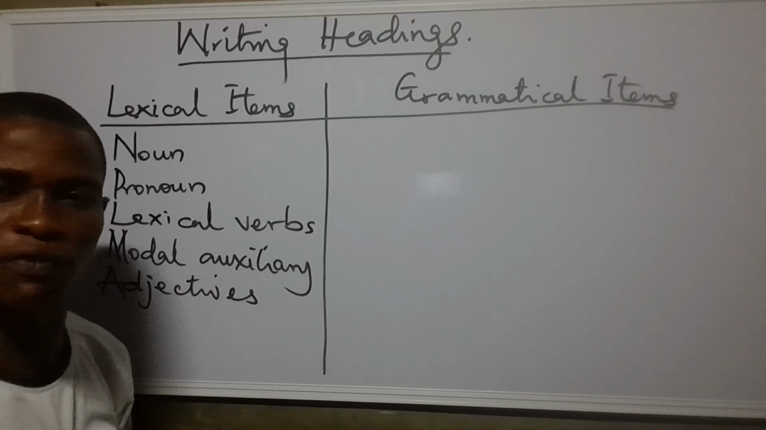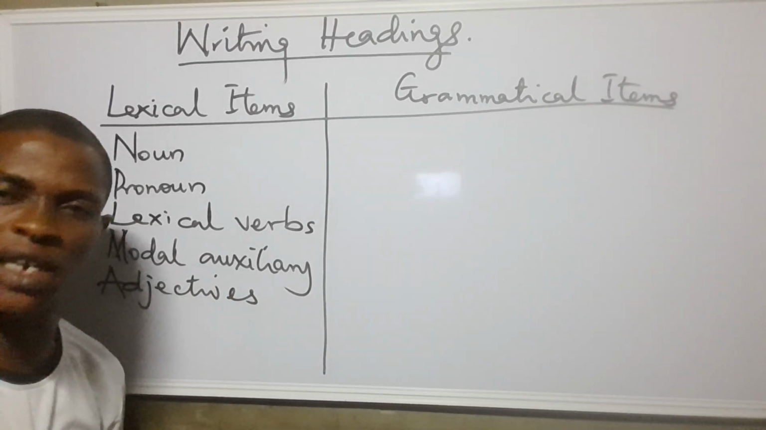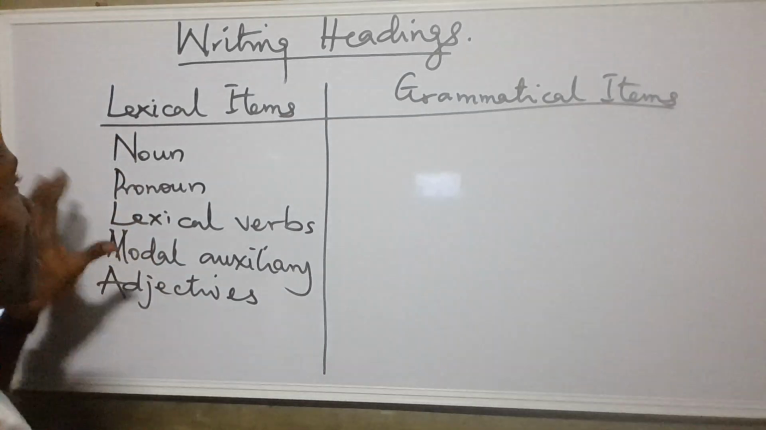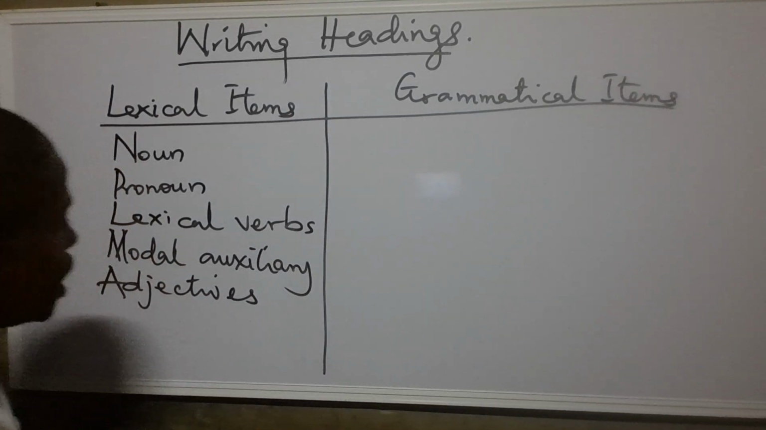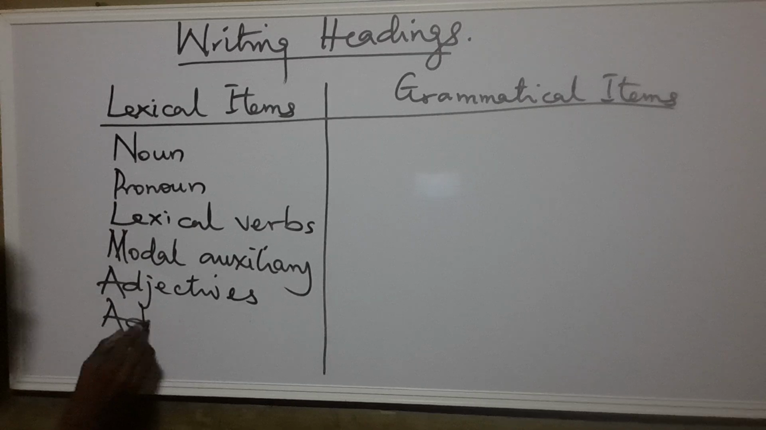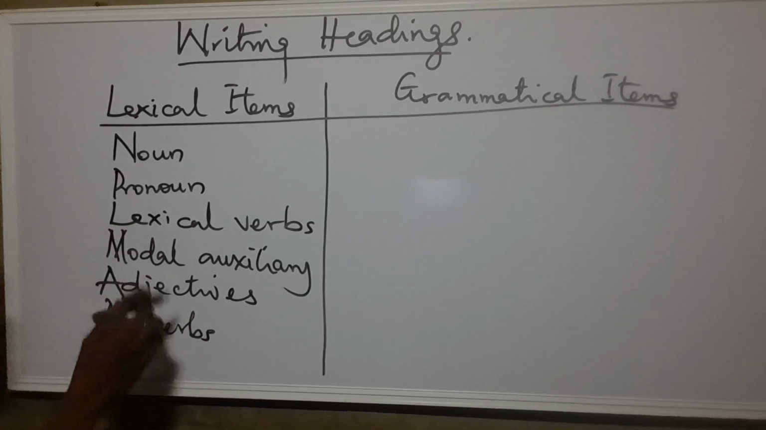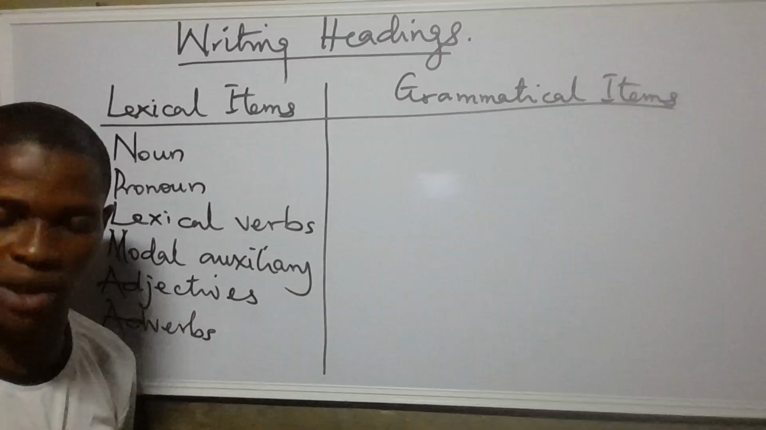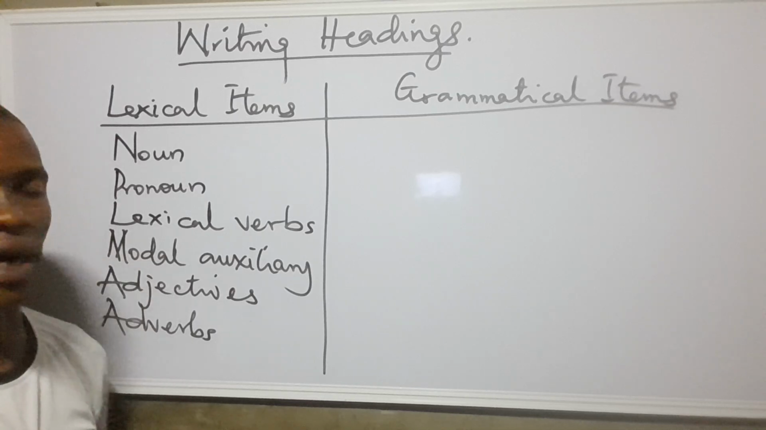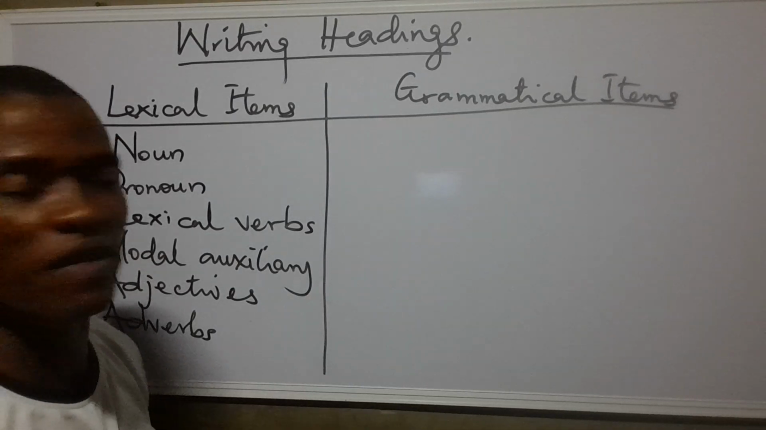If you have an adjective involved in the title, it is categorized as a lexical item. And the last one is called the adverbs. If you have an adverb as well, it is going to be categorized as a lexical item. Now, the grammatical items involve the following.